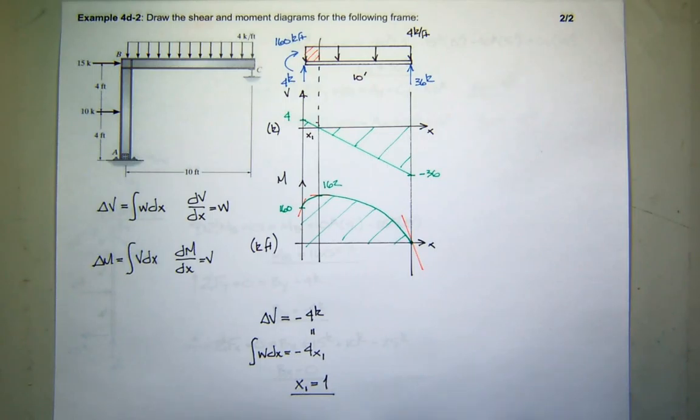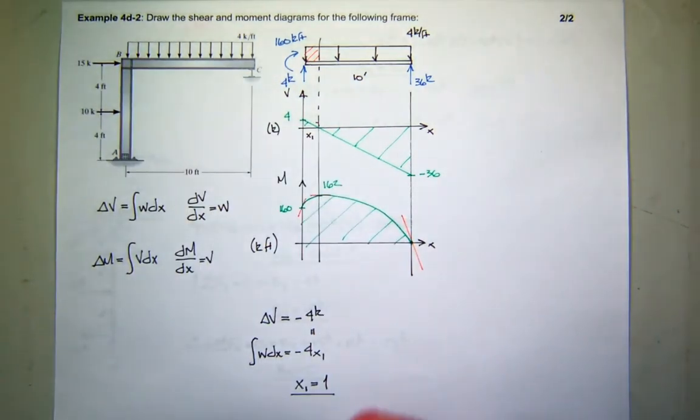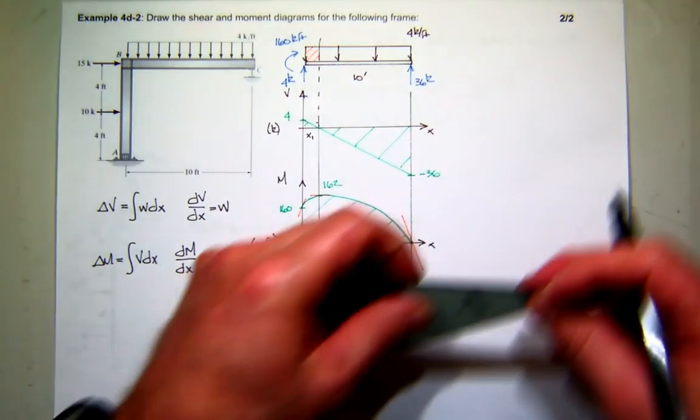Now, what do we have left? Section AB, right? So this is the one where I'm going to rotate it over. So I'm going to draw that here.